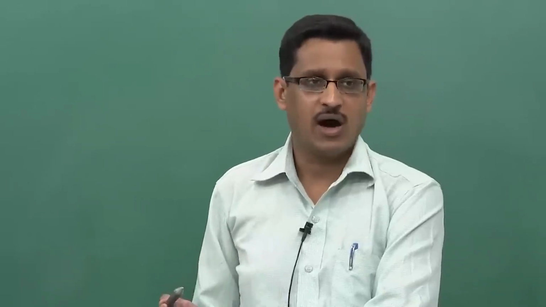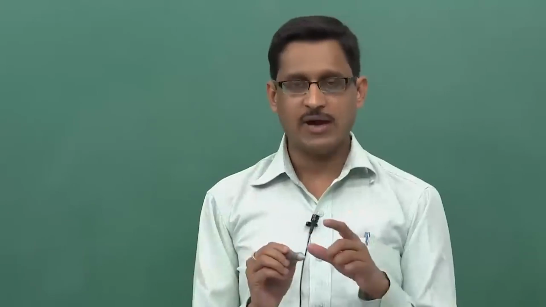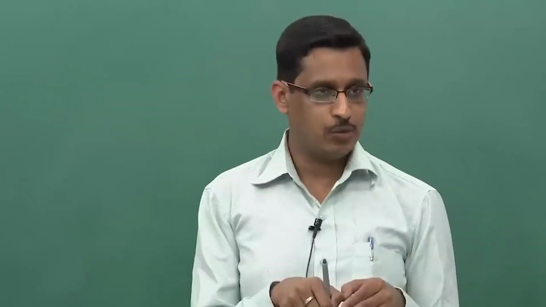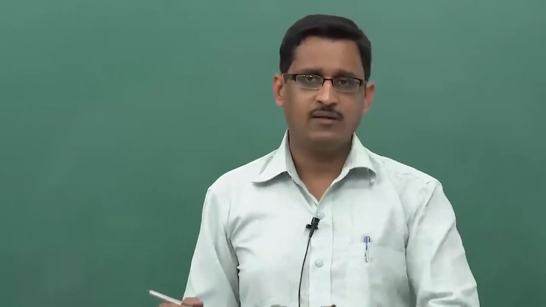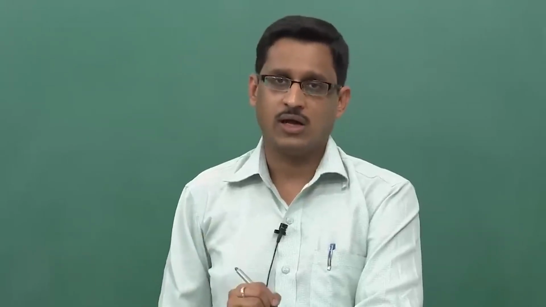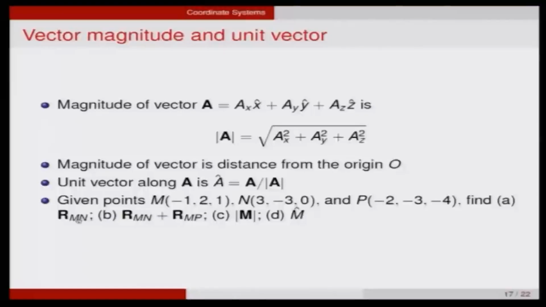R N minus R M. This is in general. If I have a vector R I F, it would be a vector which is directed from the initial point to the final point F, and then that vector will be given by the position vector R F minus position vector R I. So, R M N I want you to find out.